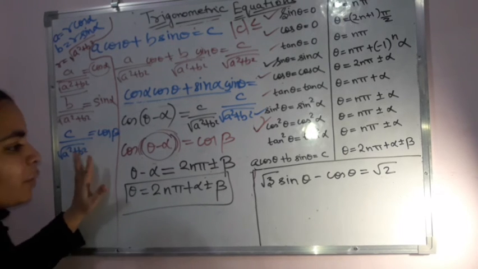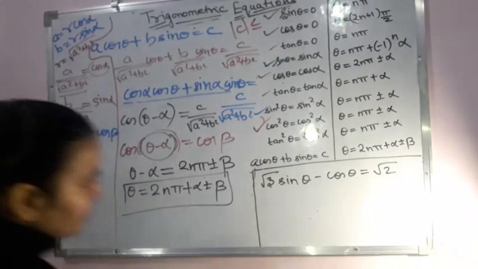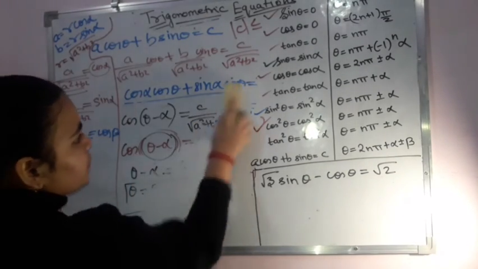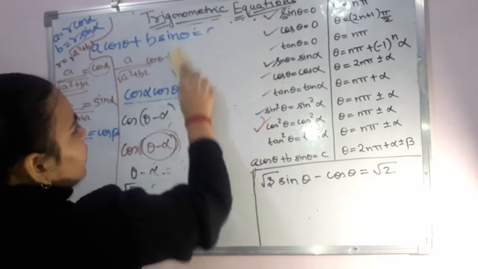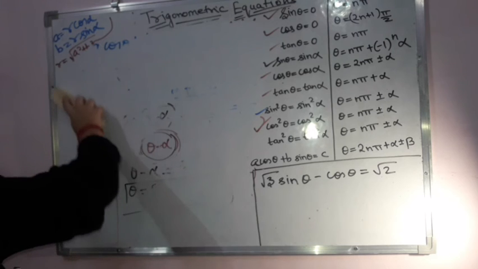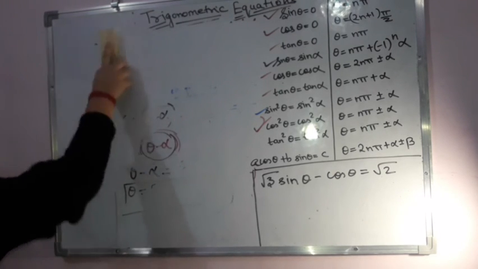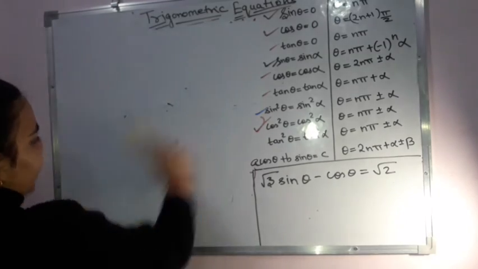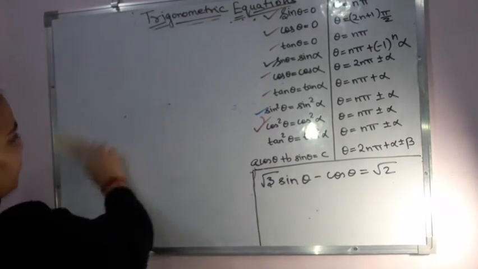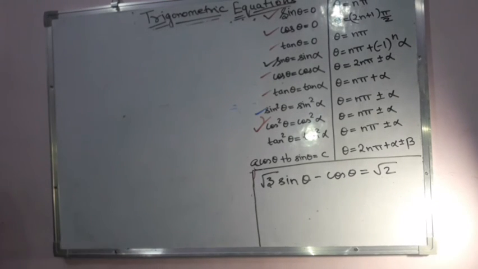For this type of question, I have got an example for you, so we will be solving it together. If you want, you can watch it so that it is clear. There is just one particular condition you need to remember: the modulus of c, that is the right-hand part, must be less than or equal to under root of a square plus b square.